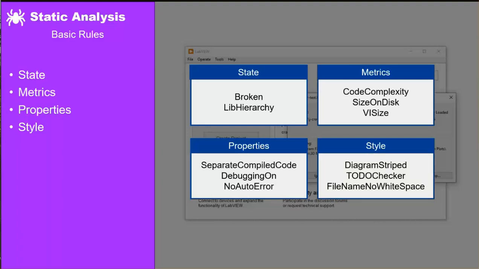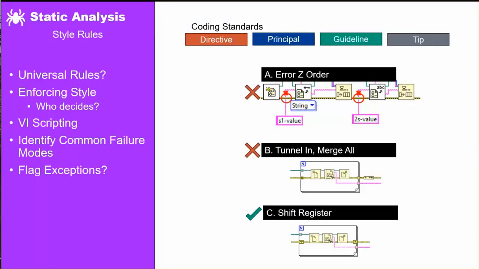I tried to forward a rule called file name with no white space because I didn't want to have any white space in file names. But because we have a heritage repo, some of our repo obeys that, some of it doesn't, and you have to be able to work with that. All right, let's drill a little deeper into style.